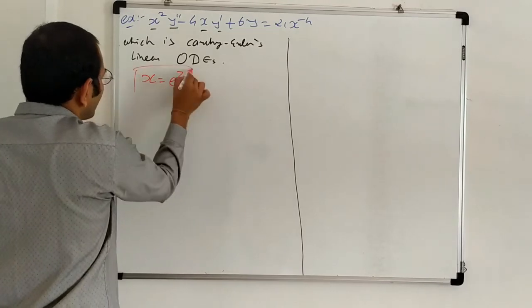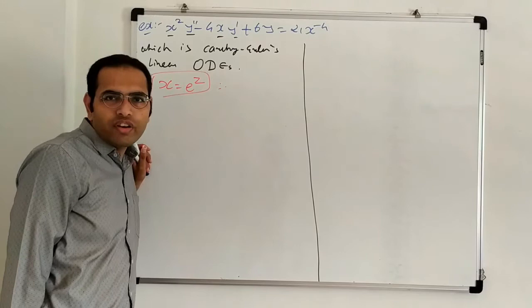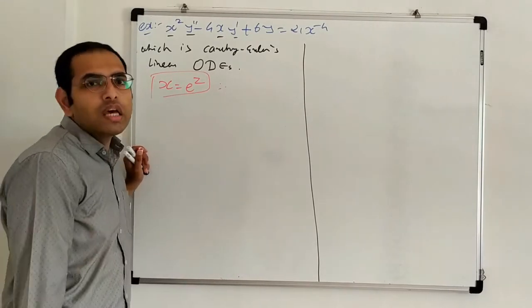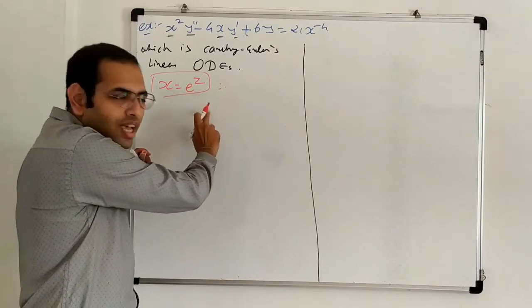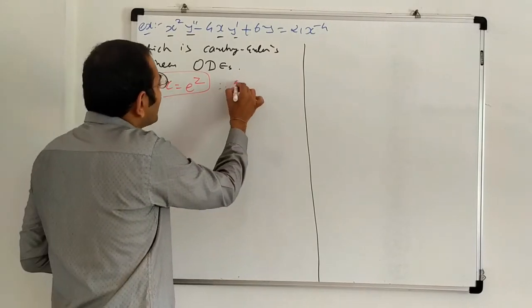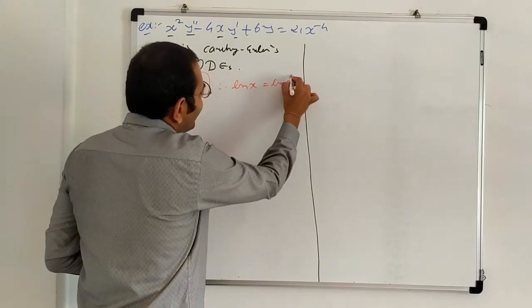This is Cauchy Euler's linear ordinary differential equation. In this method, we first of all assume x equal to e raised to z, then taking logarithm both sides, means ln x equal to ln e raised to z.